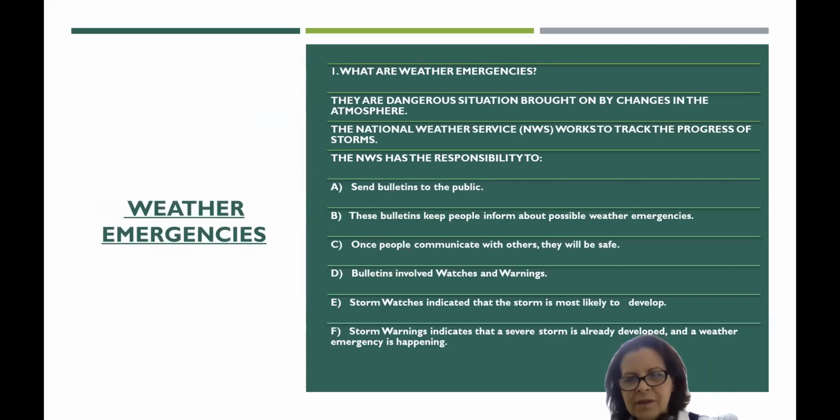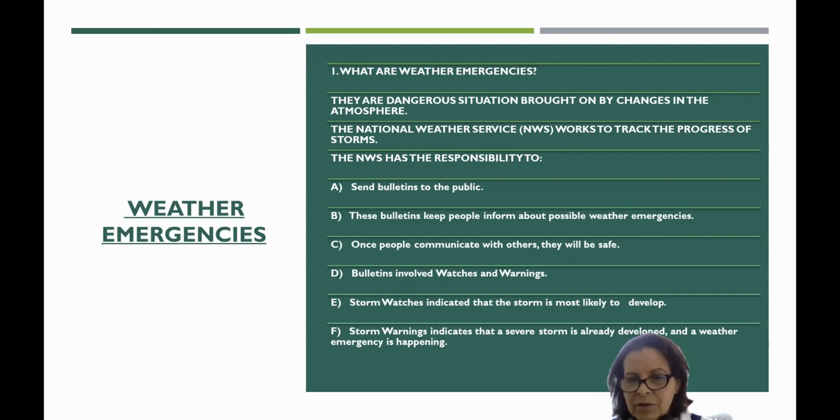First of all, we're going to see what weather emergencies are. Weather emergencies are any dangerous situations brought on by changes in the atmosphere. The National Weather Service works to track the progress of storms, and the responsibility of the NWS is to send bulletins to the public. These bulletins keep people informed about possible weather emergencies. When people communicate with others, they will be safe. Bulletins involve watches and warnings.